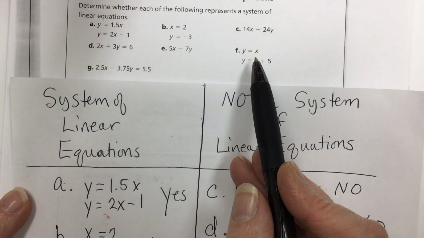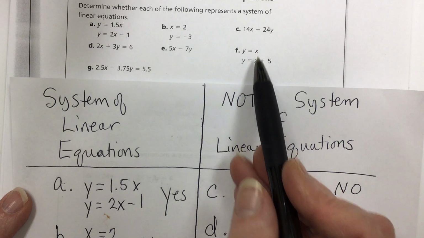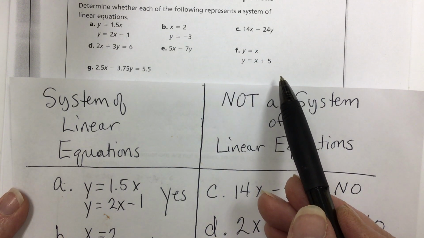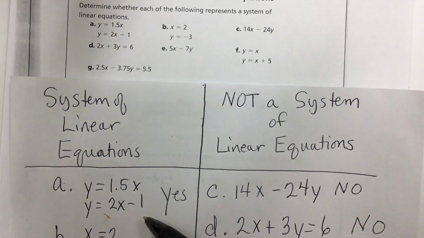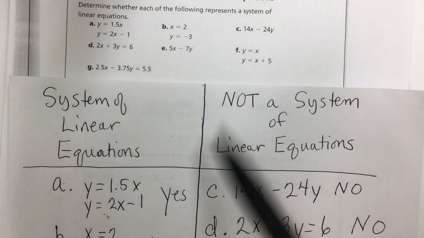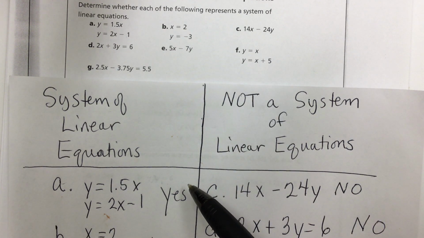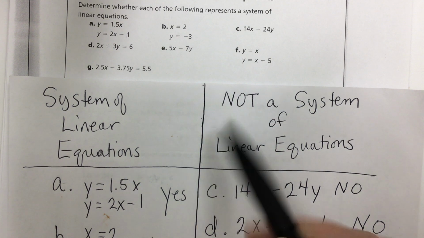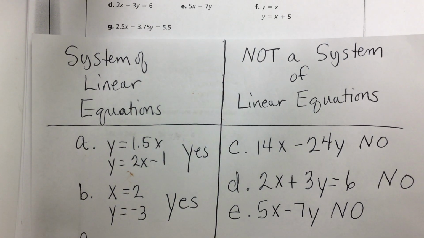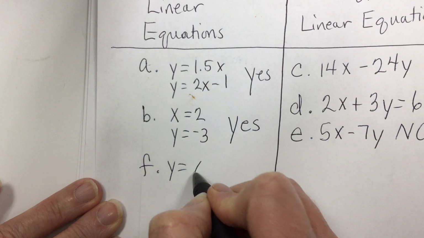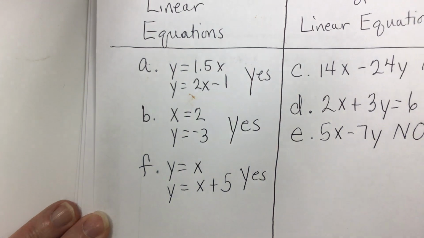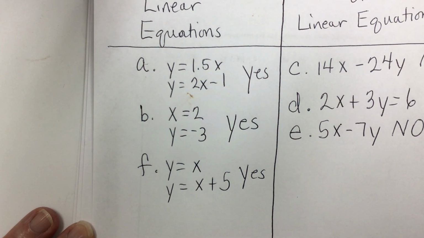F, looking at F. Do I have two equations? Do I have two equal signs with terms on the left and terms on the right? Both of these are in the form of y equals mx plus b. Both x's, both y's are raised to the first power. Therefore, yes, both of these are linear equations. Both of these are lines. So this is a system of equations. So F would be yes. F is y equals x and y equals x plus 5. This is a system of equations. My answer is yes.